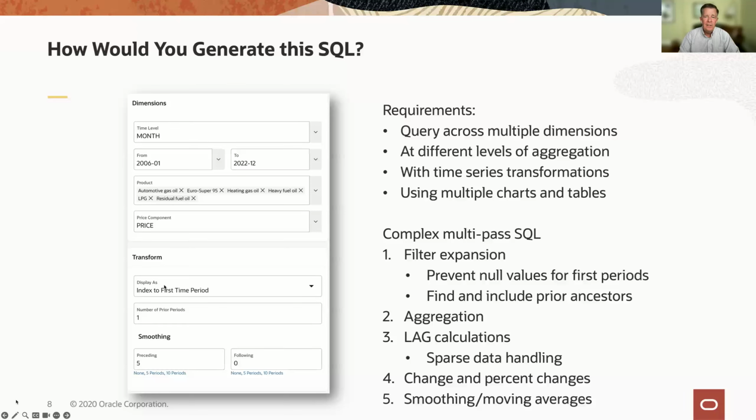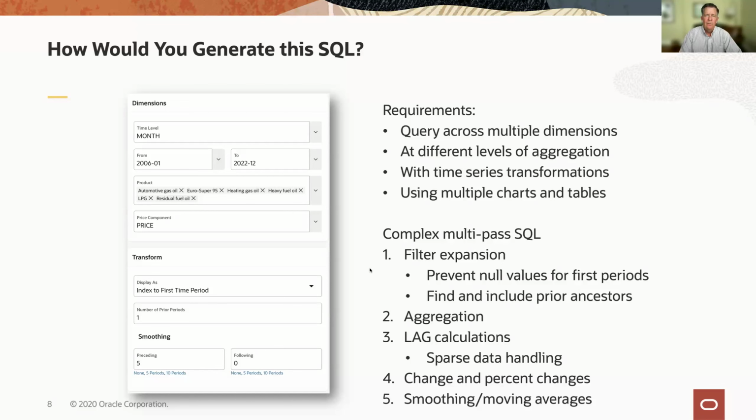Okay, so what this application needs to do is allow the user to query across multiple dimensions, different levels of aggregation, for example, month, quarter, and year in a time dimension. And it needs to do time series transformations, right? Prior periods, percent change year ago, things like that. If you think about this, the SQL is nasty, right? You need to be able to provide Apex with complex multi-pass SQL. So if we're just doing a calculation like a percent change year ago, you have to do a lot in that query. The first thing is you have to find year ago, so you have to expand that filter, and you have to worry about null values and things like that.